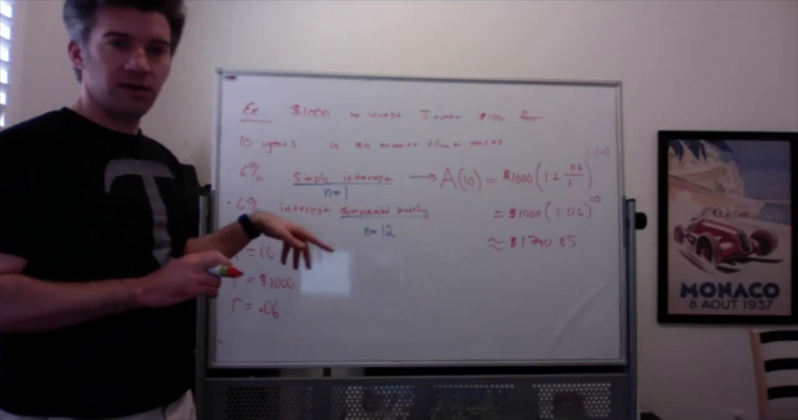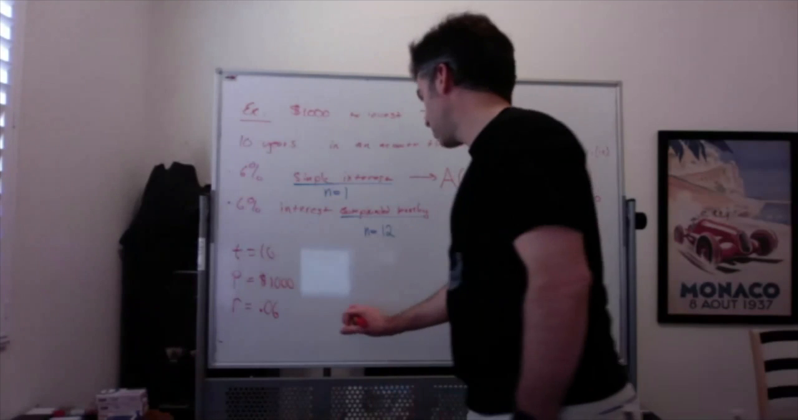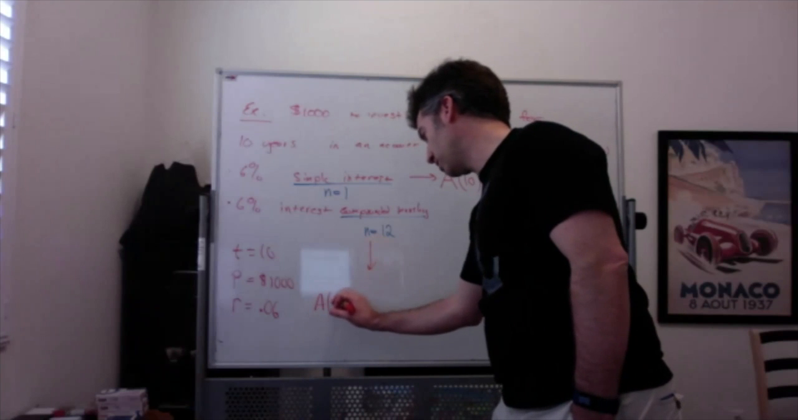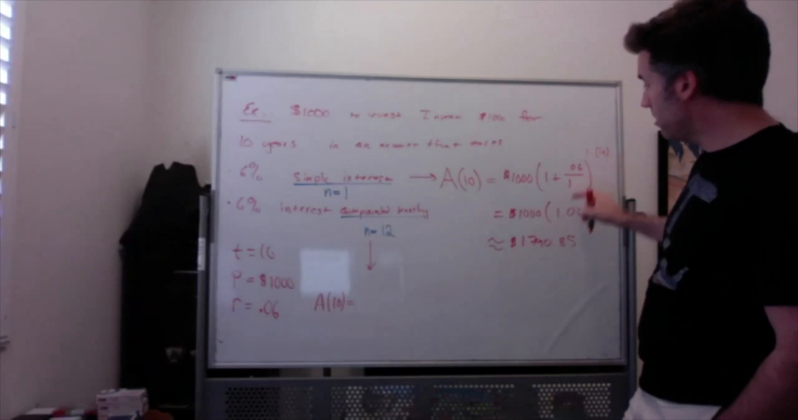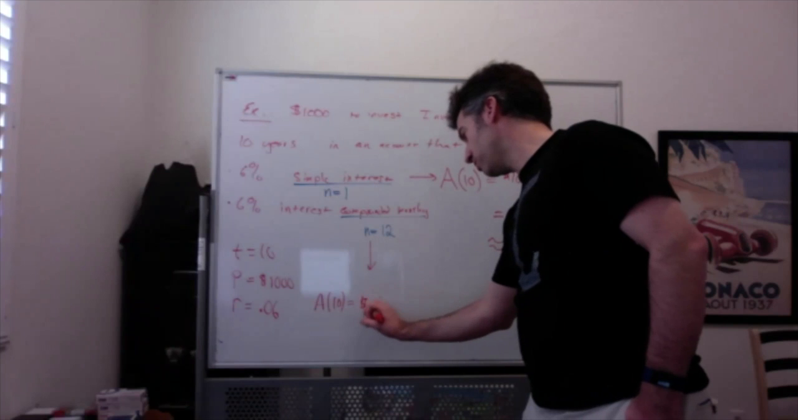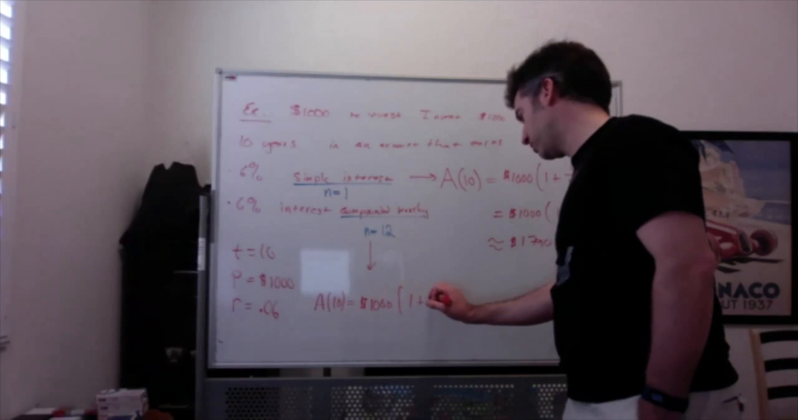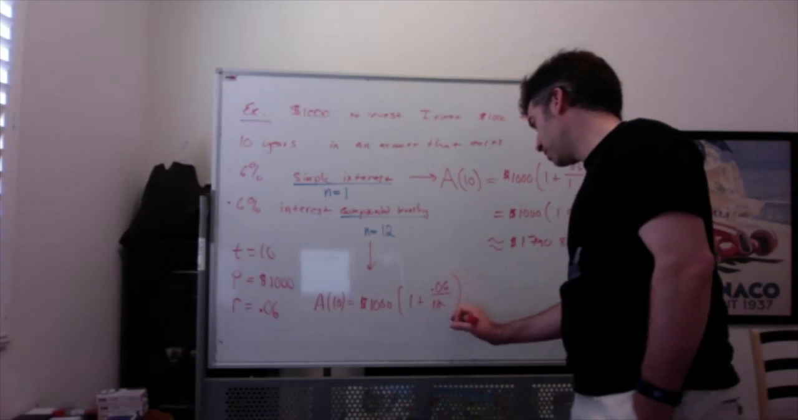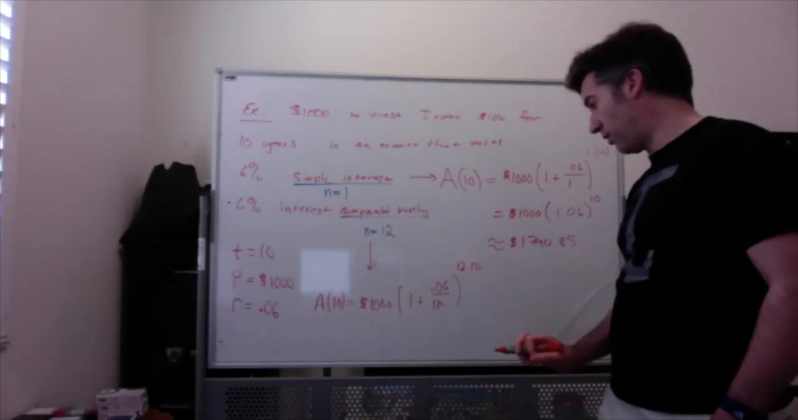Here, on the other hand, you're compounding your interest monthly. So for this one, the amount of money we're going to have after 10 years uses the same formula, except now the n is going to be 12. So it's still my principal, $1,000, times 1 plus my interest rate, 0.06 divided by 12, to the 12 times 10 power.